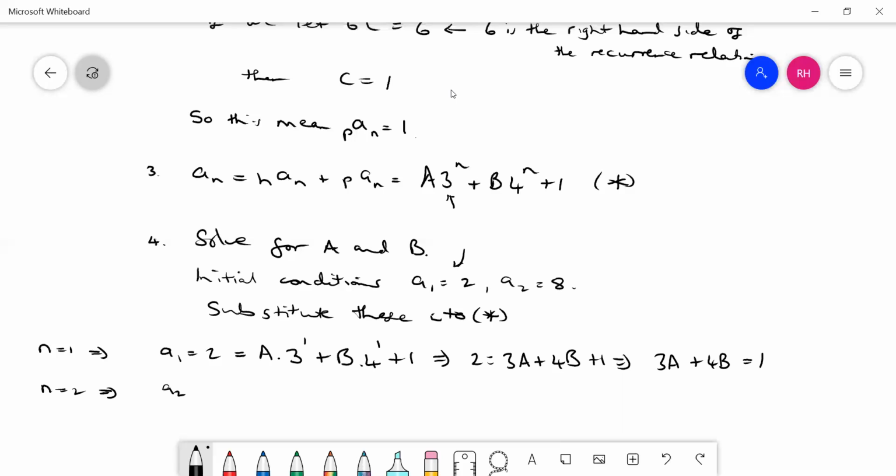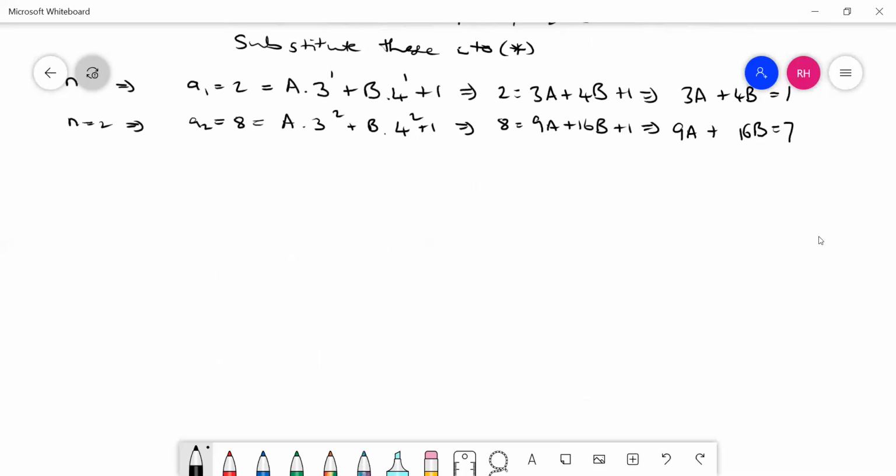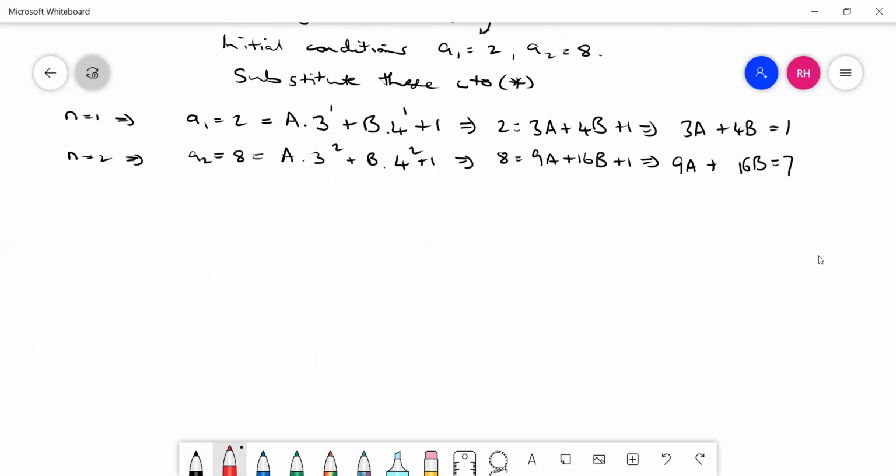And, well, we know that A2 is equal to 8. So that will be A times 3 squared plus B times 4 squared plus 1. And that tells us that 8 equals 9A plus 16B plus 1. And that tells us that 9A plus 16B equals 7. So now we've got two equations and two unknowns here. Let me just lower the screen a bit there. So here we've got equation 1 and equation 2.